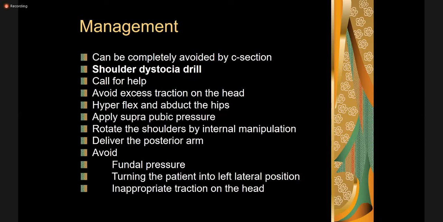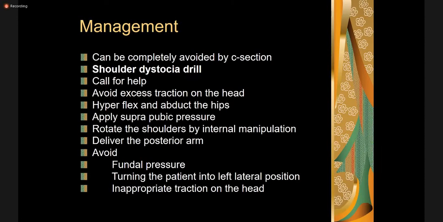The first thing will be to call for help. As soon as you find that the baby's head is delivered but you are unable to deliver the shoulder, call for help. Avoid excess traction on the head. Hyperflex and abduct the hips. This is called the McRoberts position. Hyperflexion and abduction of the hips will also help to dislodge the shoulder, because in these cases the shoulders are not engaged properly.